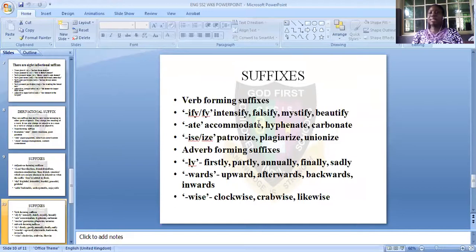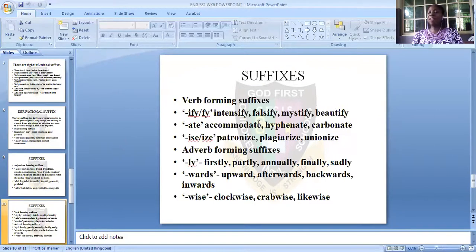Also, the suffix ATE, when we add it, we have words like accommodate, hyphenate, carbonate. ISE or IZE will give us words like patronize, when we add it to words like patron. We have patronize, plagiarize, unionize.